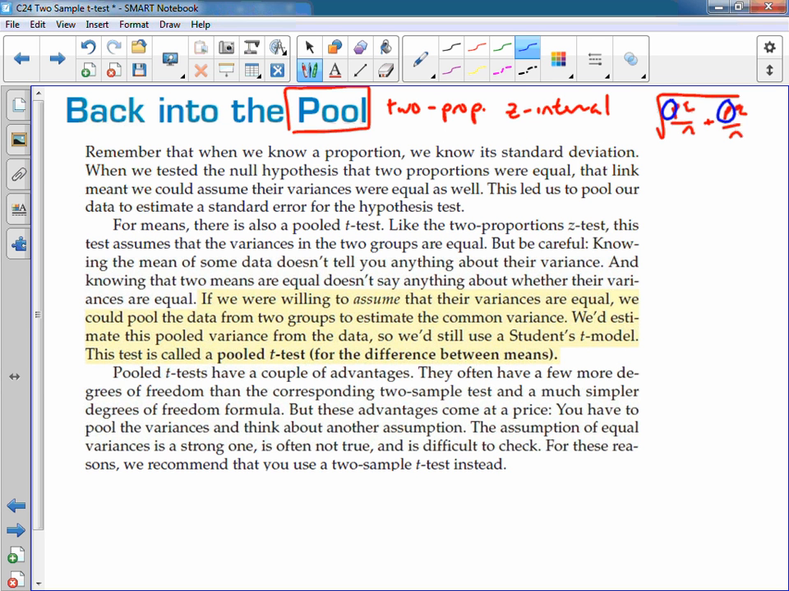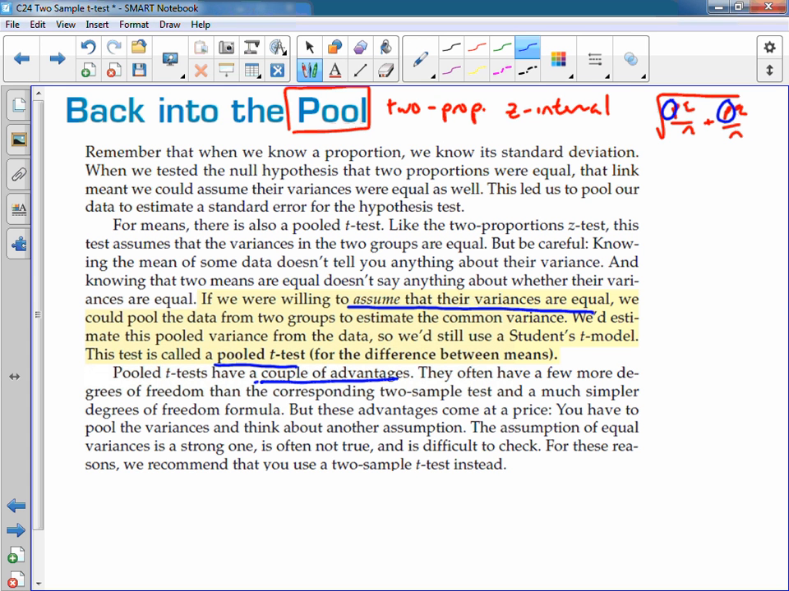Well, in this case, we don't technically know the standard deviation. We know the standard error we're estimating, okay? And you can pool. It would be a pooled t-test. We could do it. But by doing that, we have to assume that the variances are equal, and that's another condition. And it gets kind of tricky because how are you going to really know if they have equal variances?